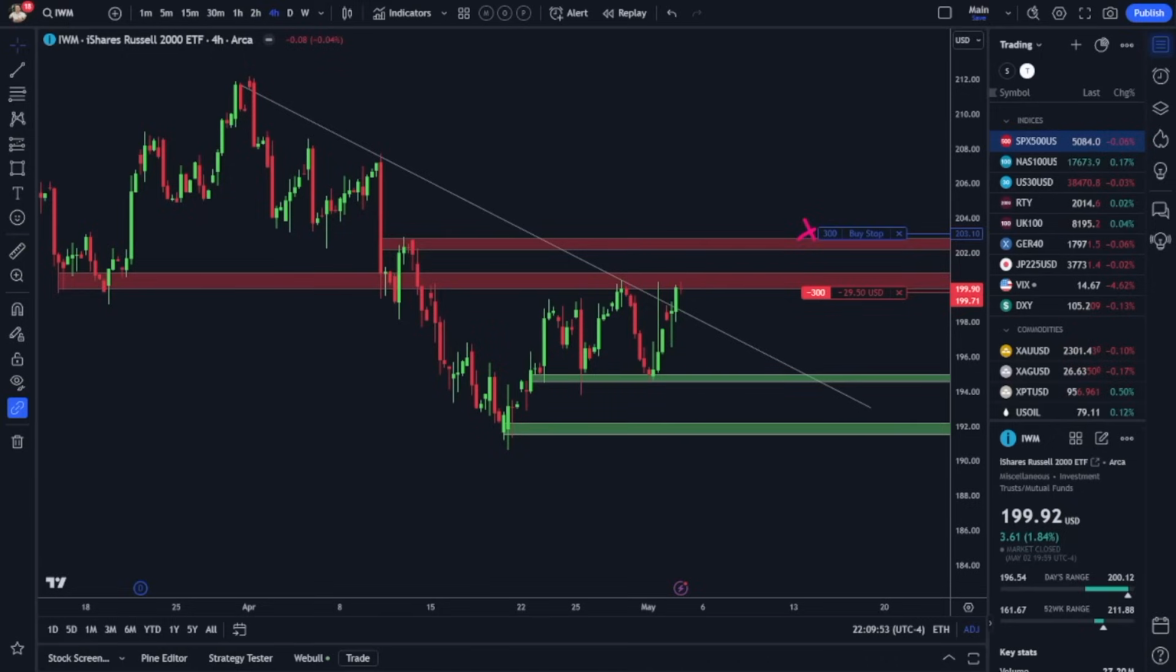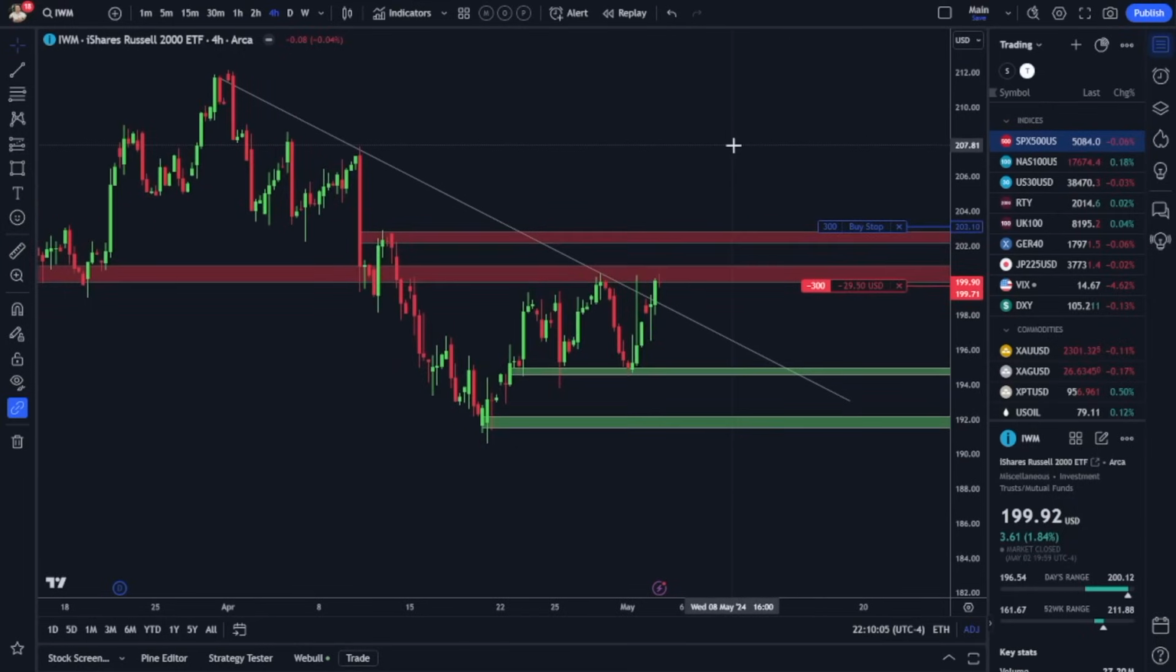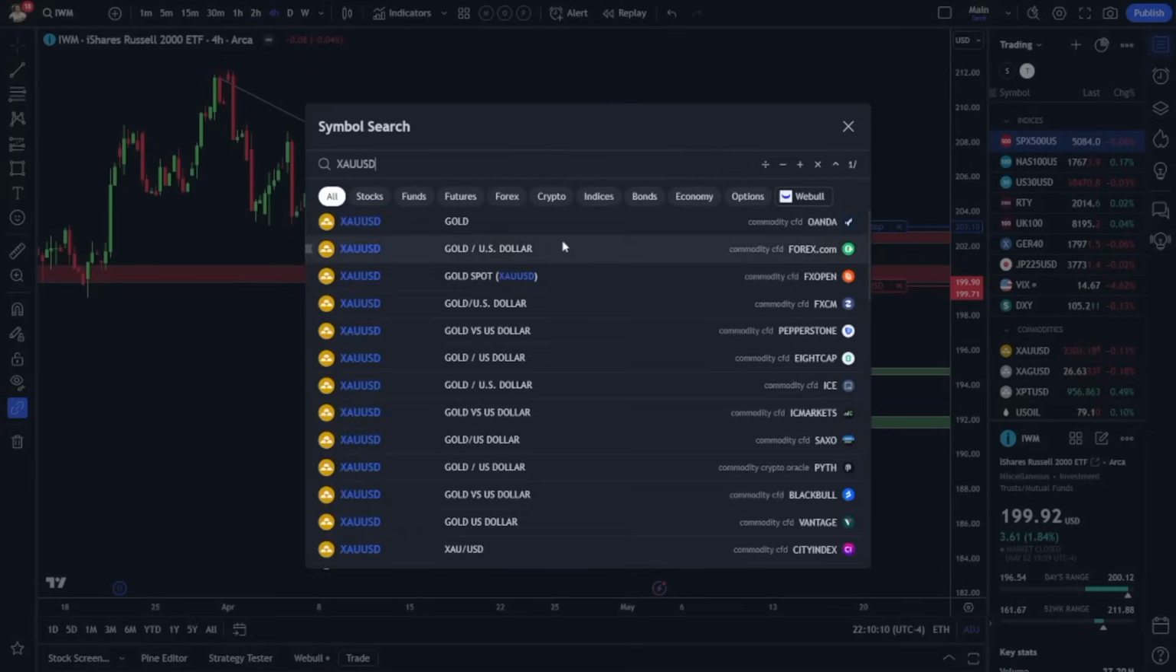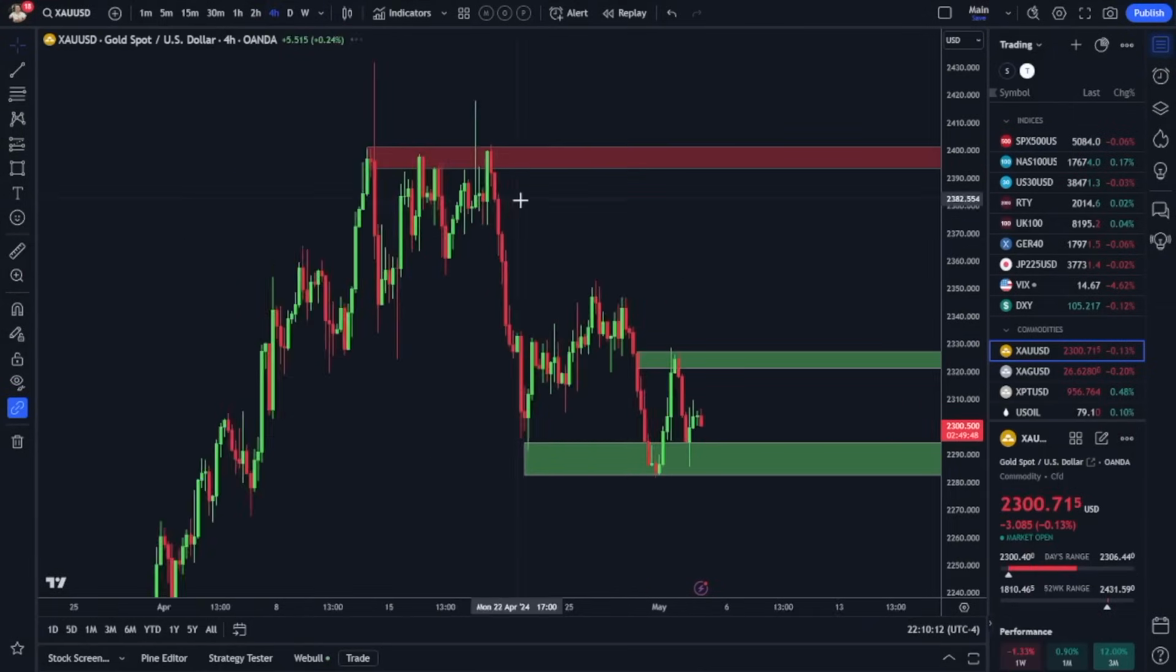Now, I also will say this, although I might take a loss on this trade if it rips higher, I also will oftentimes take more than one attempt to get into a good trade. So let me show you a quick example of a gold trade before I come back to this Russell. So I'm going to go to this gold chart here for a moment.